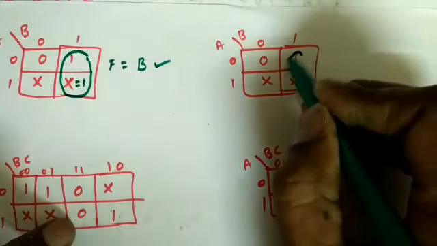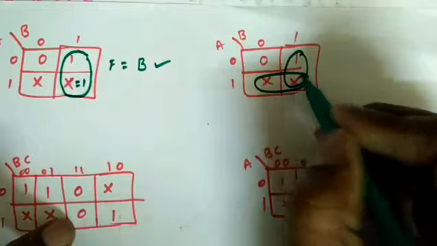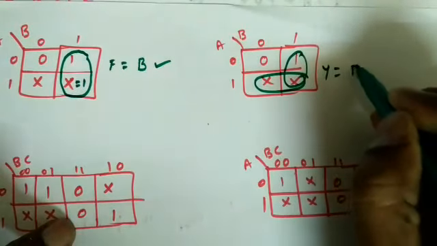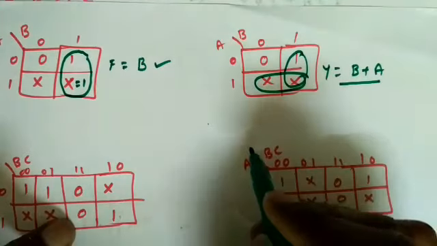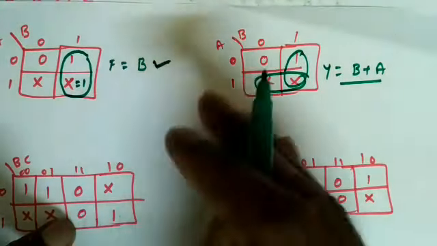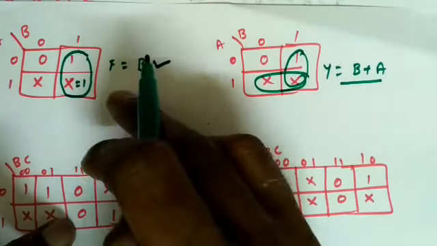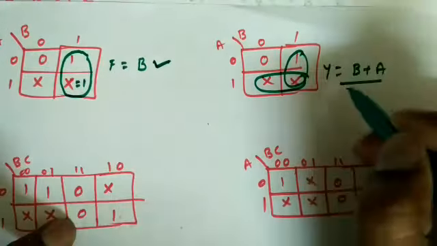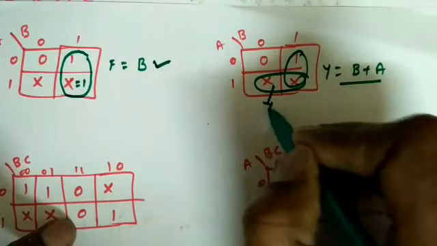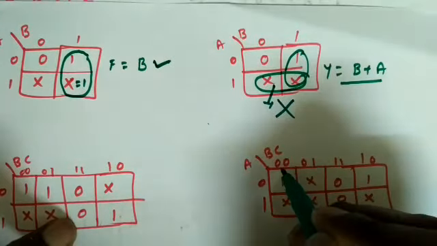Suppose if I assume this is x is equal to 1 and this is also x is equal to 1, so what is the y? You will get b plus a. Yes or no? So it is containing 2 literals and the other is containing 1 literal. So which one is the simplified expression? This one. So in this case, I will assume only x is equal to 1. This is x is equal to 0. So here, this is not possible. This one we should not take like this, right?